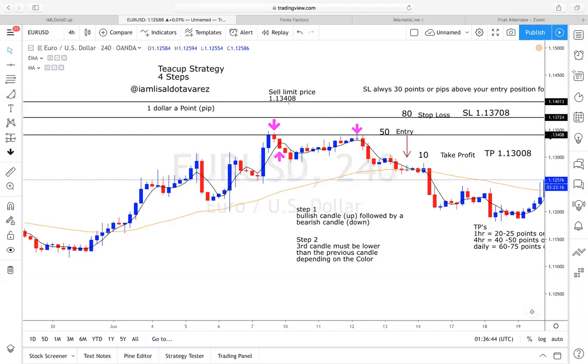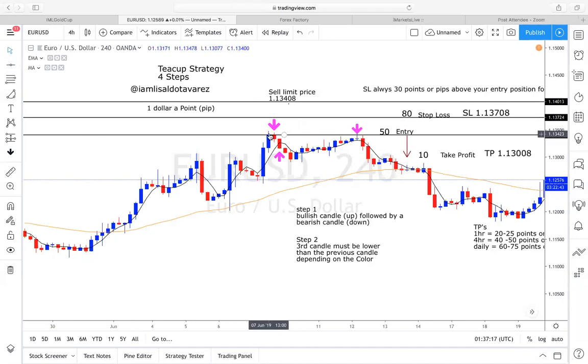Step number 4 is your sell limit price. Once you drag this line and put it on top of the first two candles, if you notice to the right, you see a price highlighted, 1.13408. That is the price that it gives you, right? So step number 3 is dragging the line on top of these first two candles.